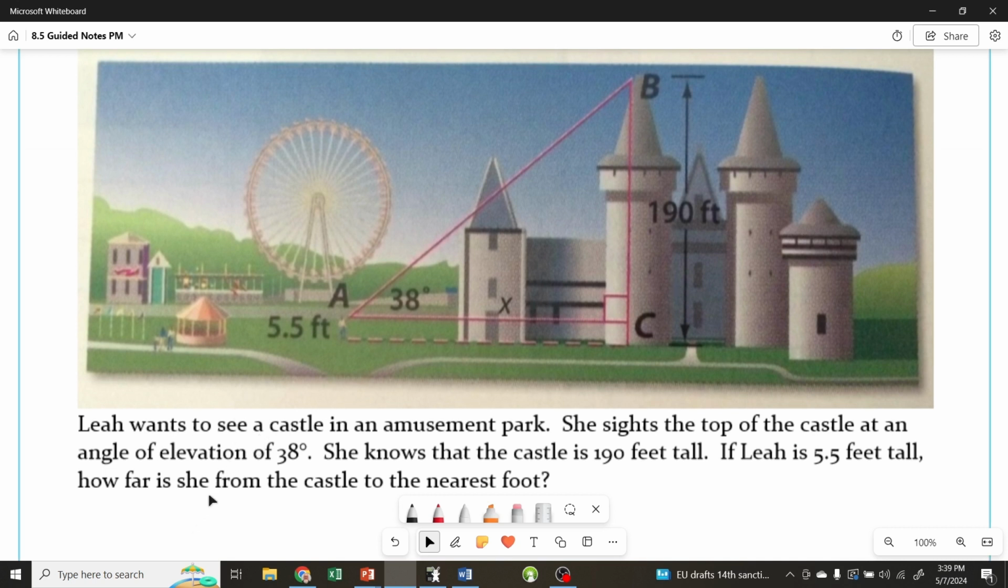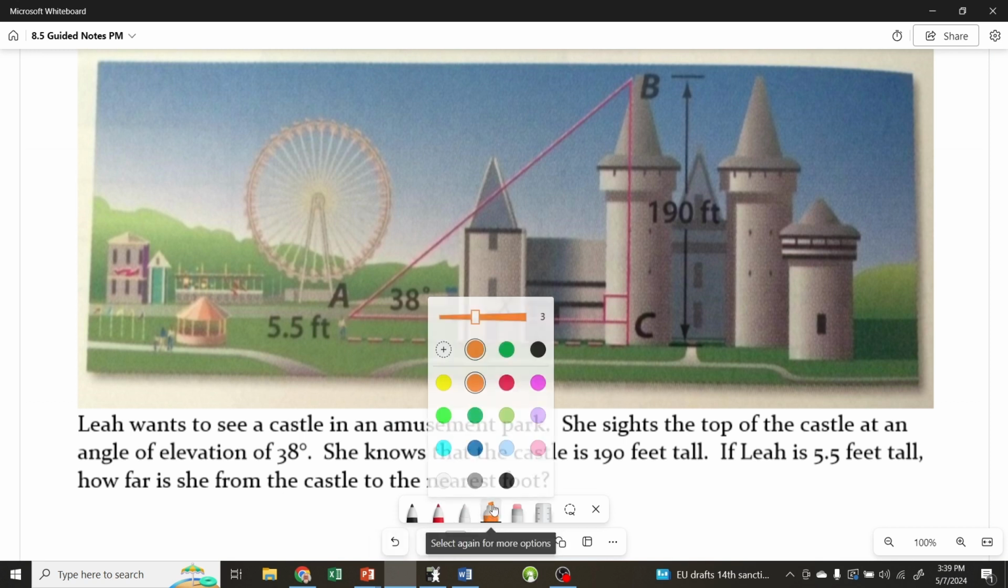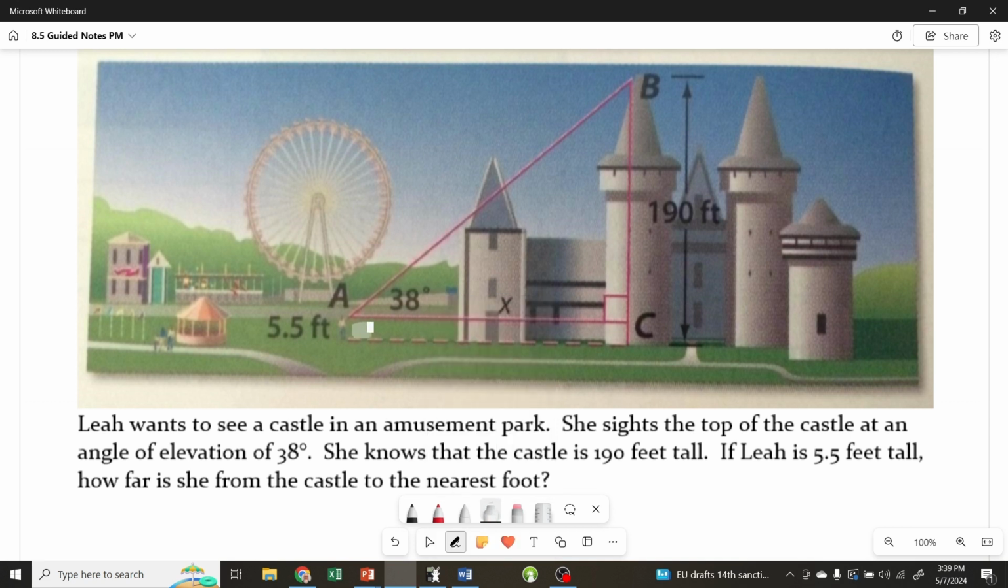Okay, so Leia wants to see a castle in an amusement park, and she sights the top of the castle at an angle of elevation of 38 degrees. She knows that the castle is 190 feet tall. If Leia is 5.5 feet tall, how far is she from the castle to the nearest foot? Well, you can see here in this drawing that we have this gap right here, because 190 feet goes to the ground. So this gap here is 5.5 feet.